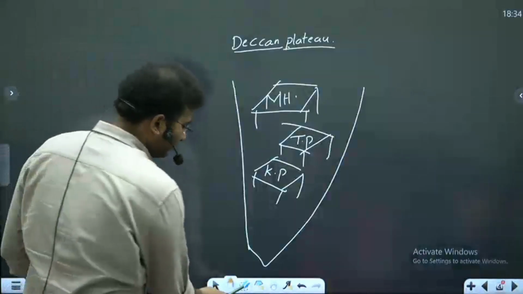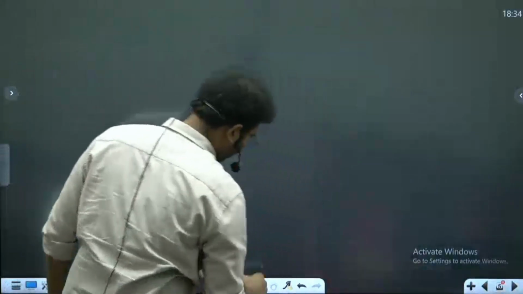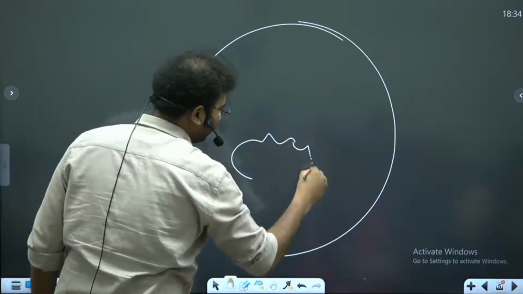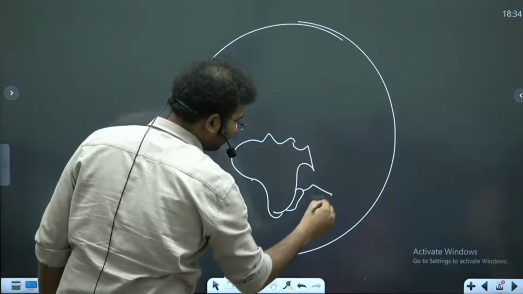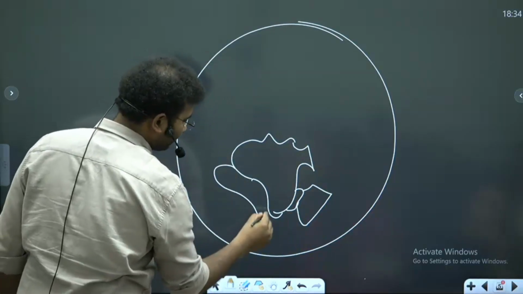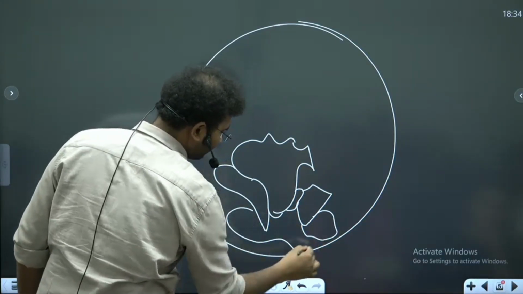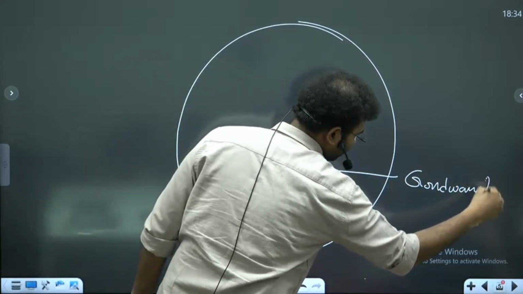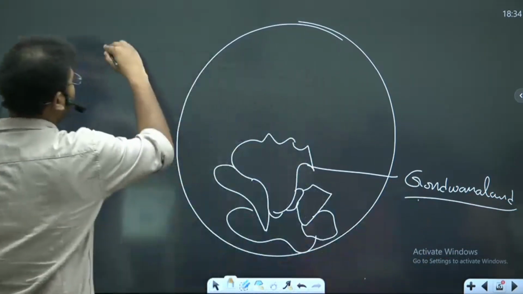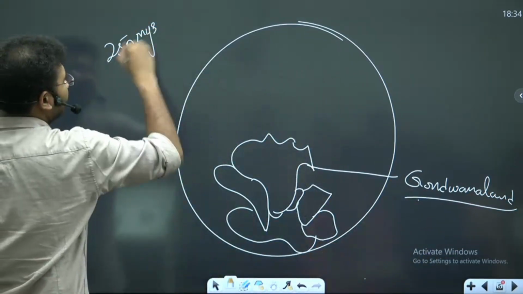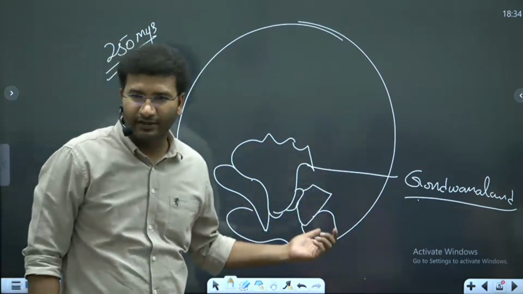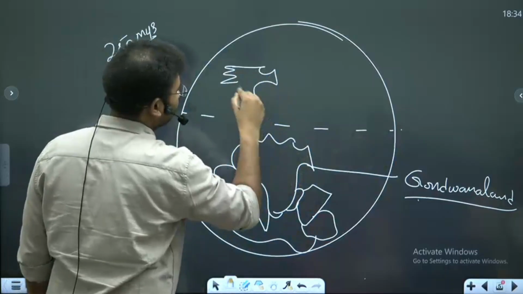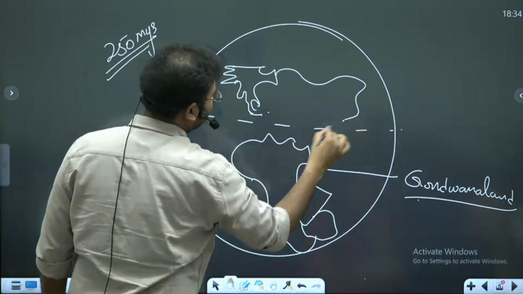There was a time period, aaj se near about 250 million years ago. Where was India? I'm talking about 250 million years ago. India was present somewhere in the southern part of the hemisphere, and if this is your equator, this was your USA.